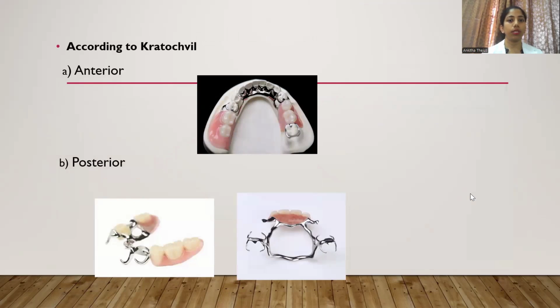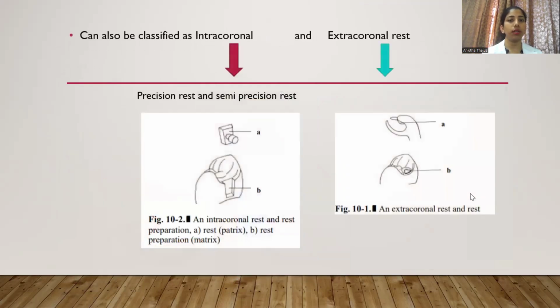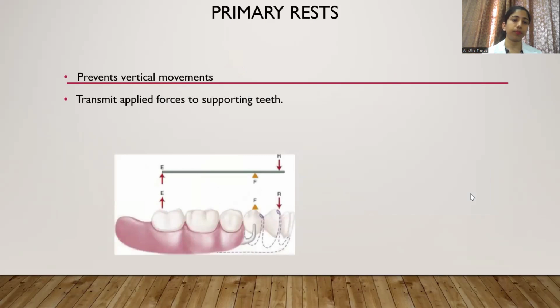According to its position, it is classified into anterior rest and posterior rest. Anterior rest can usually be seen in the anterior part of the oral cavity, and posterior rest will be in the posterior position. It can also be classified into extracoronal and intracoronal rests. Examples of intracoronal rests are precision and semi-precision attachments. Extracoronal rests are the normal rests which we prepare on the tooth surface, in the extracoronal position.